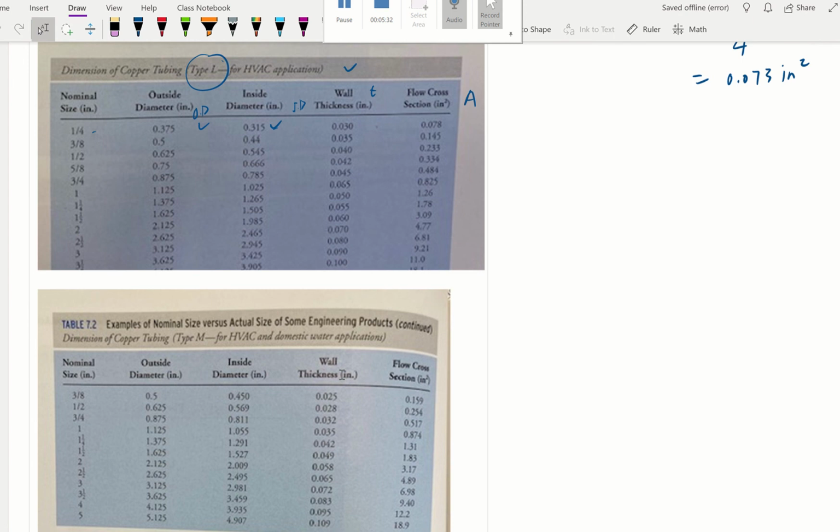Now let's look at the third kind. It's type M. That's for HVAC and domestic water applications. And if you start with 3/8, the outer is 0.5, the inner is 0.4, and you can find the wall thickness and flow cross section as well.